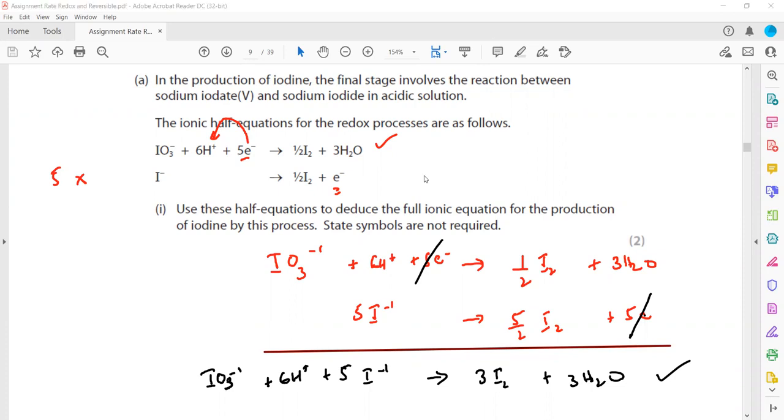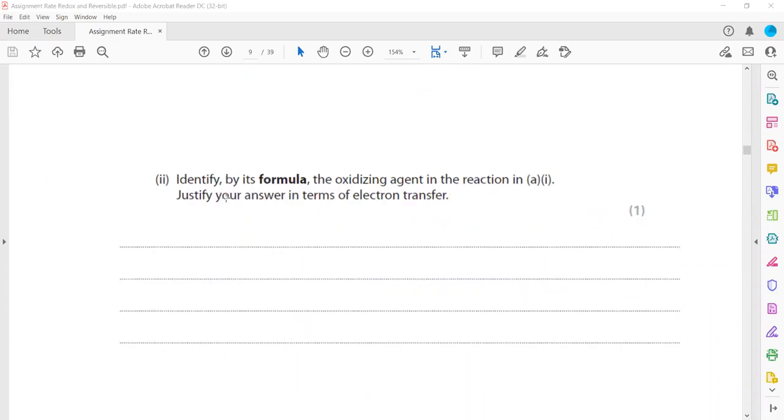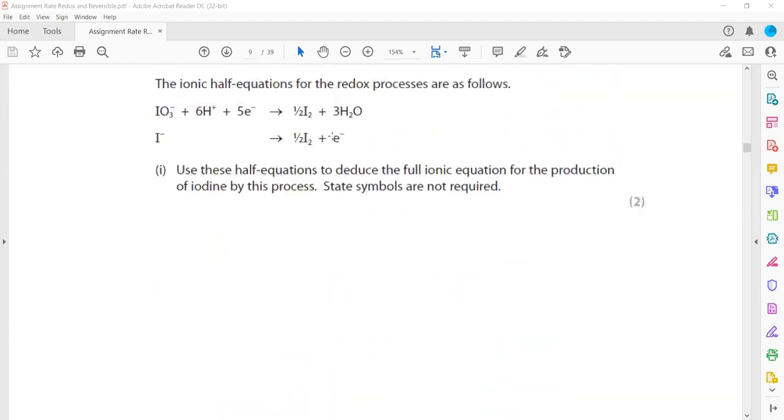The next part: identify by its formula the oxidizing agent. So which one is the oxidizing agent? The substance which helps in oxidation is itself reduced. So when we identify here, as you can see, in this iodate ion, IO3 is there. The whole ion has a charge of -1. So what is the charge of each individual atom? Each oxygen is -2. Below I'm writing for each: 3 oxygens give -6. So iodine should be +5 so that the net charge will be -1.